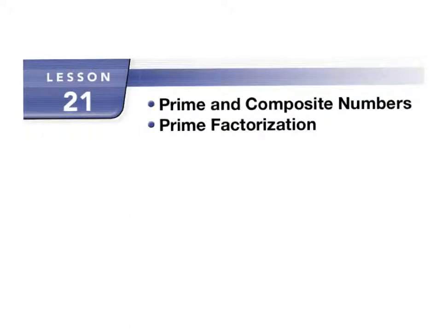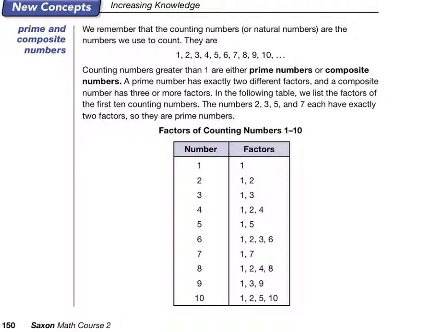Okay, this is lesson 21 for course 2, 7th grade math. So this is the title of your lesson, Prime and Composite Numbers and Prime Factorization. So let's write down the title and the date and lesson 21 and we'll get started. Okay, so I'm going to tell you what I need you to write.